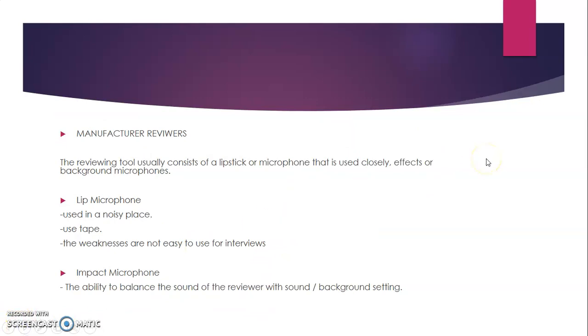Next, the reviewer microphones. The reviewing tools usually consist of a lipstick microphone that closely reduces the effects of the background. This microphone is used, for example, in a noisy place, for the tape or the digital recorder, digital memory, and so on. It is not easy to use for interviews. The impact microphone has the ability to balance the sound of the reviewer with the sound and background setting.